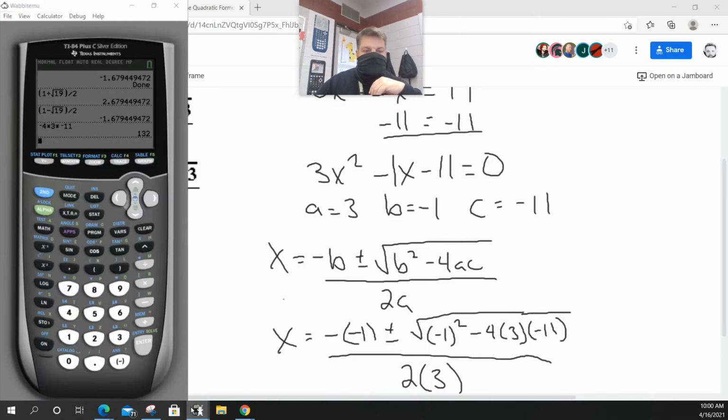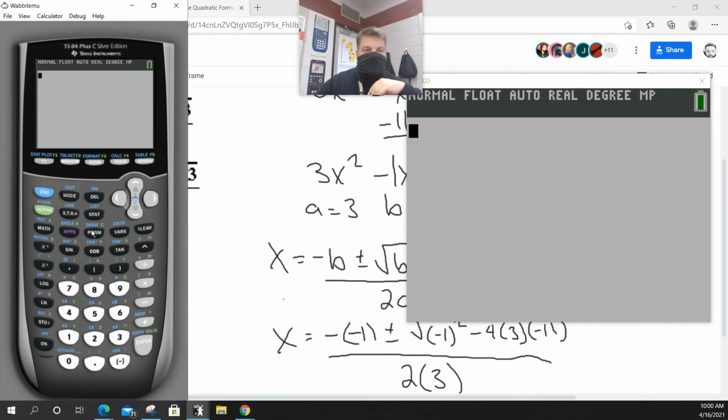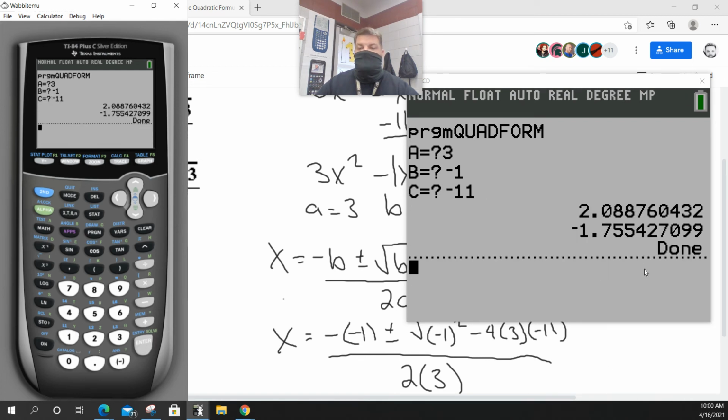So pull out your calculator, and let's see. If I clear this out, I'm going to hit the program button. Quadratic formula. Hit enter again. What was my A term? What do I plug in here? 3. All right, good. What was my B term? -1. Don't use the minus sign, use the -1 sign. All right, -1. Then what was C? -11.